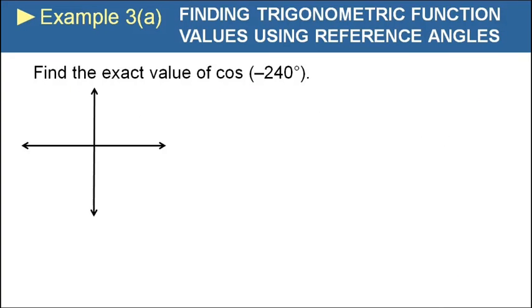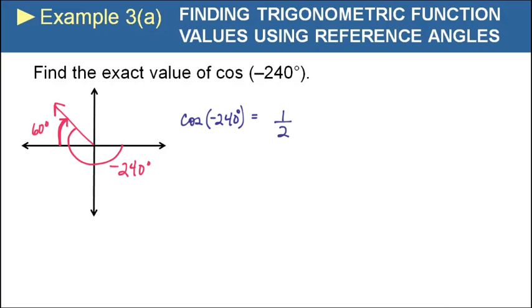Alright, so let's do that for cosine of negative 240. Now it's negative, so it needs to go clockwise. If we go clockwise 240 degrees, we go past 180 by 60 degrees. That means our little reference angle here is 60 degrees. Alright, now the cosine of 60 is going to be equal to the cosine of negative 240. Cosine of 60 is 1/2, but we're in the second quadrant where cosine should be negative.